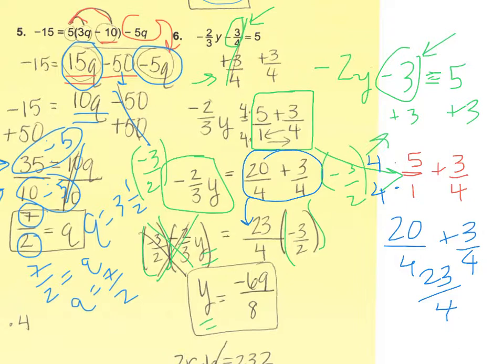And on the right side with fractions, it's easy. We just go across the top and multiply. 23 times negative 3 is negative 69 over 4 times 2, which is 8. So our final answer is negative 69 over 8. And this fraction doesn't simplify as an improper fraction. 69 and 8 are not divisible by any other numbers in common other than 1.